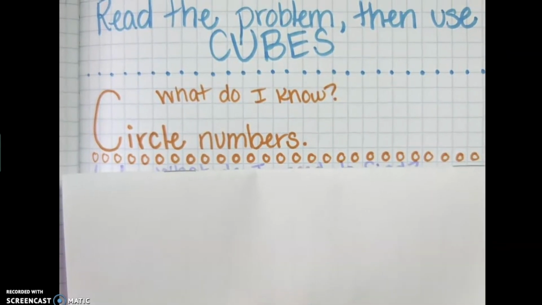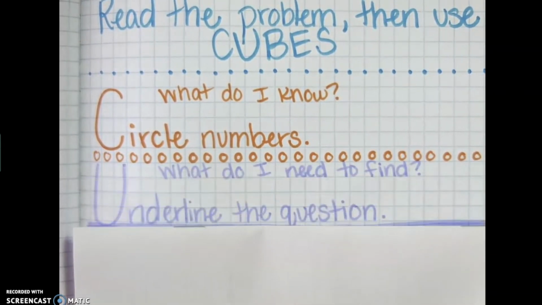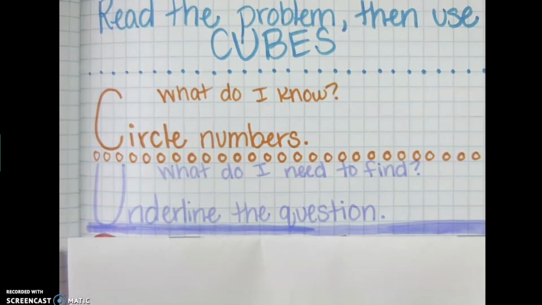The next part of CUBES is to underline the question. This is what you need to find. So what do I need to find? Well, underlining the question will tell you that. The question is usually at the very end of the word problem, and it's pretty easy to find.